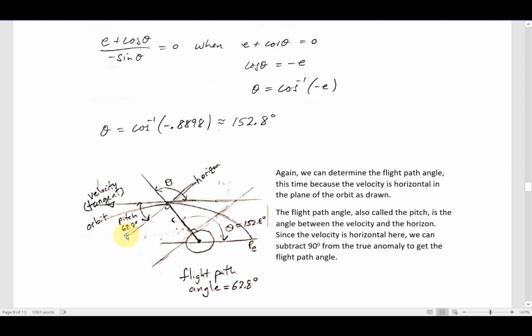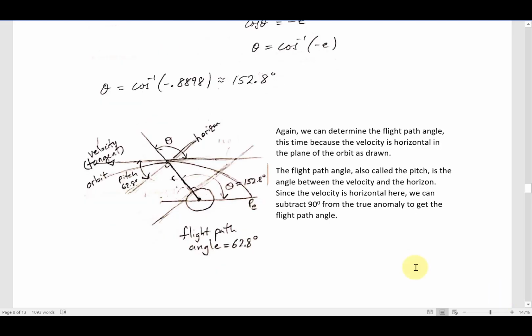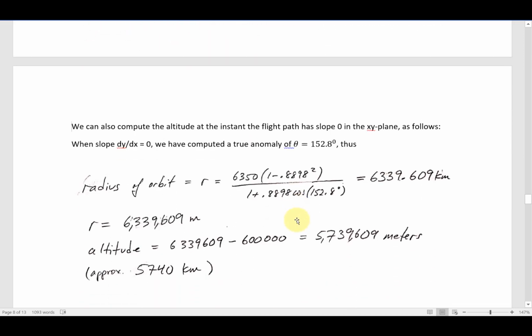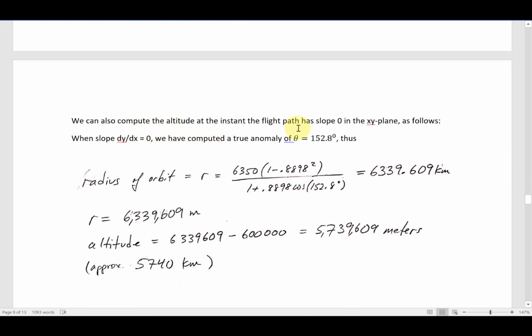It, again, won't be exact because I don't have an eccentricity of exactly 0.8898 as the trajectory that I'm flying in the game. But let's see how close it is. Oh yeah, one more thing before we go back to the game. We can actually compute what the altitude should be at that point. Right? So we can compute the altitude at the instant the flight path has 0 slope.